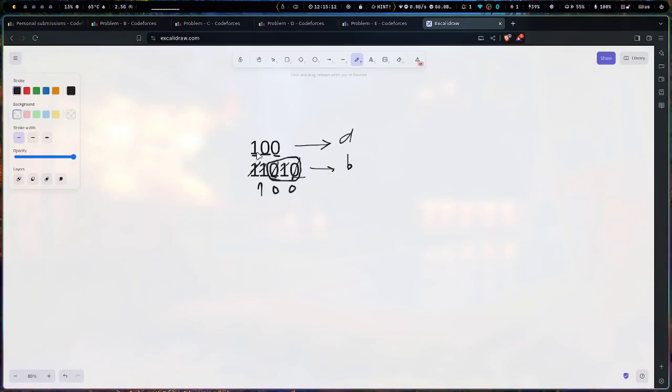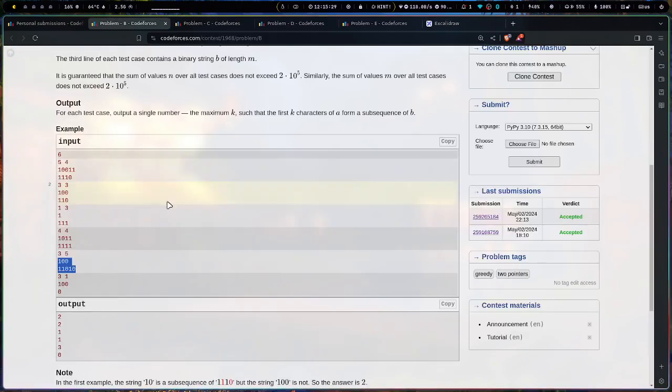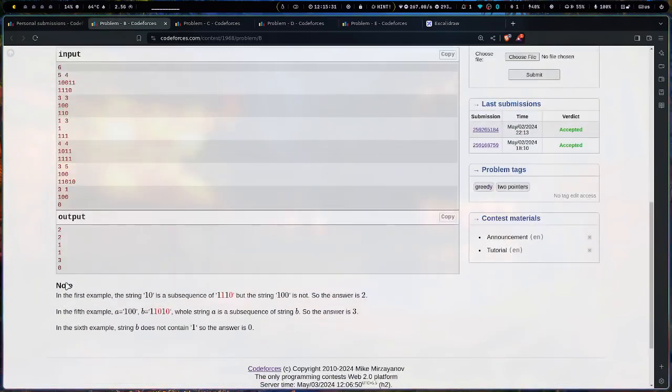So see, what will be the answer for this? 3. Because if we take this, this is the prefix, and this whole prefix is present in this string. So what will be the maximum length of k? Maximum length of k will be 3. Okay, so now you understood what this question is trying to say.